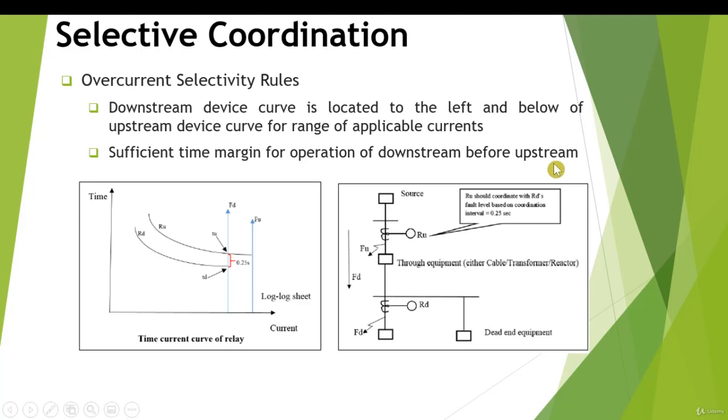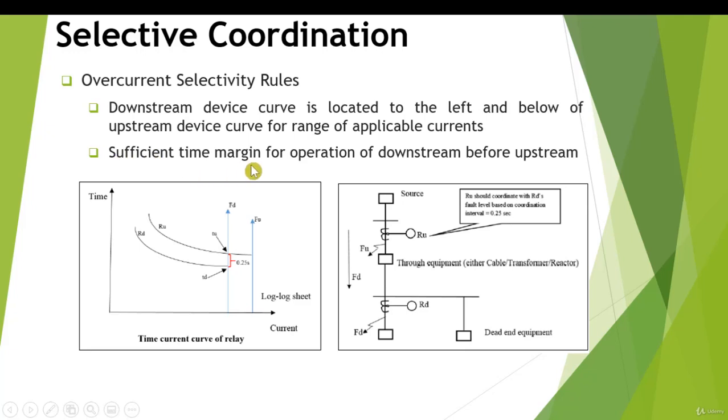So in this electrical network, there are two relays which are named as RD, which is downstream relay, and RU, which is upstream relay. So if you coordinate these two relays for a fault FD, the curve of relay RD should be below the curve of relay RU at the fault current of FD.